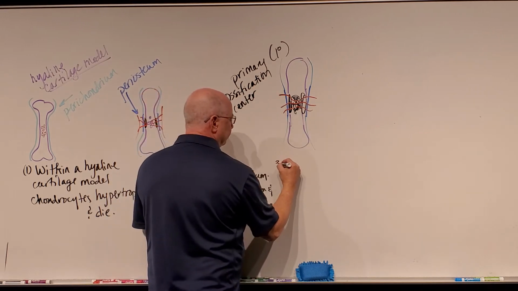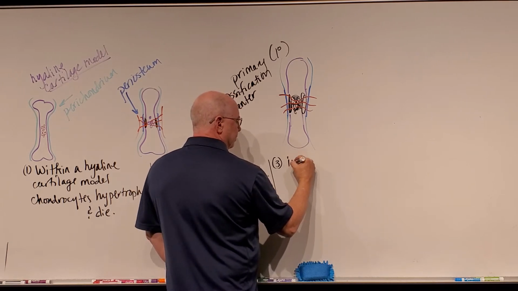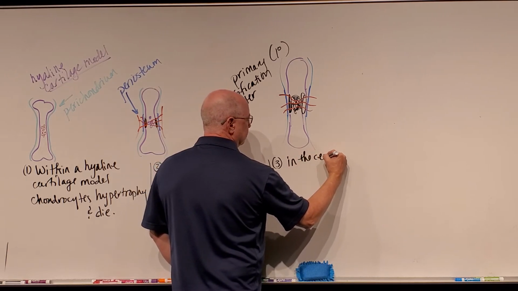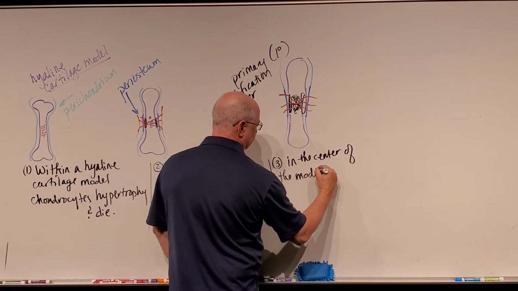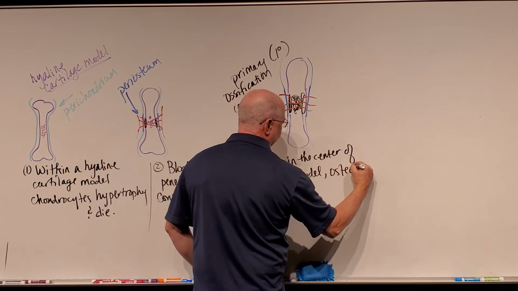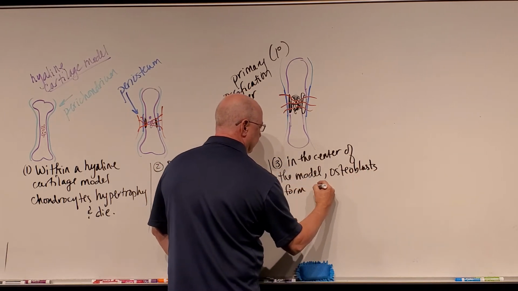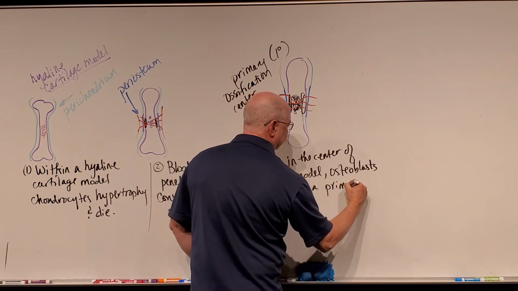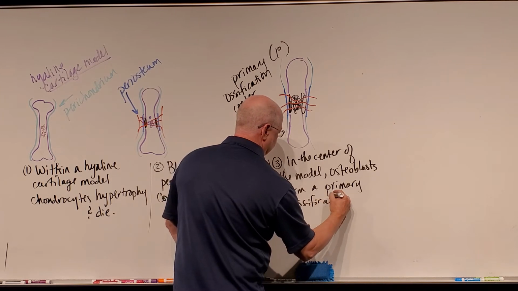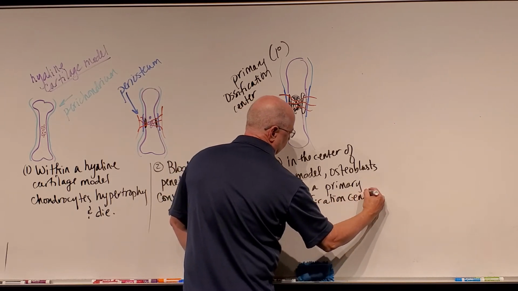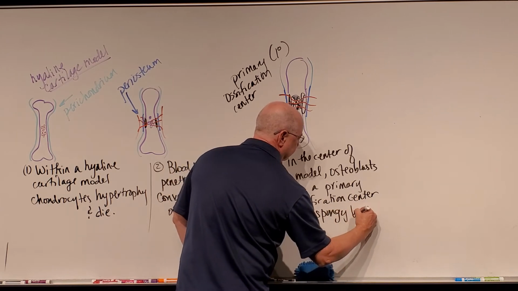So I'm going to shorten this step up and simply say that in the center of the model, osteoblasts form a primary ossification center. And that ossification center is made out of spongy bone.